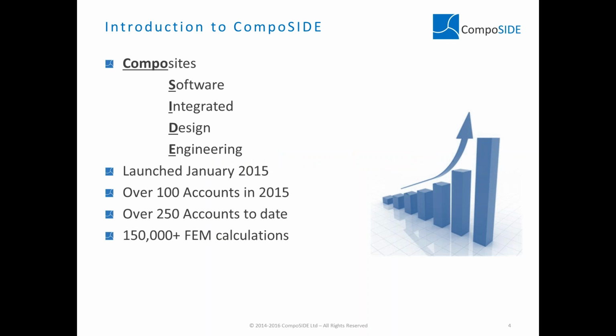So for a brief introduction to CompoSIDE: CompoSIDE actually means Composite Software Integrated Design Engineering, which is basically a fully integrated platform for the conception, design, and automated reporting of products and parts built with or without composite materials. The software was officially launched commercially in early 2015, following 5 years of research and software development. It had quite a good success within the industry, with over 100 registrations by the end of the first year, while nowadays we're closer to 250. And just to give you an idea of the scope of usage, we have more than 150,000 finite element analysis runs that have been made on the CompoSIDE servers to date.